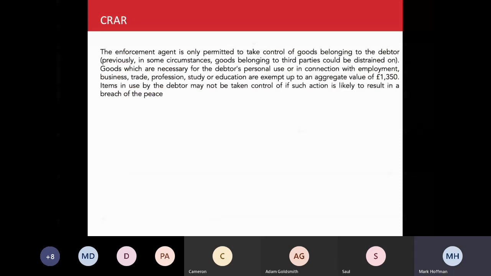Okay, so that's just summarizing what I've said. The enforcement agent is only permitted to take control of goods belonging to the debtor. Previously, in some circumstances, goods belonging to third parties could be distrained on. Obviously, that's not the case now. Goods which are necessary for the debtor's personal use or in connection with employment, business, trade, profession, study, or education are exempt up to an aggregate value of £1,350. Items in use by the debtor may not be taken control of if such action is likely to result in a breach of the peace.